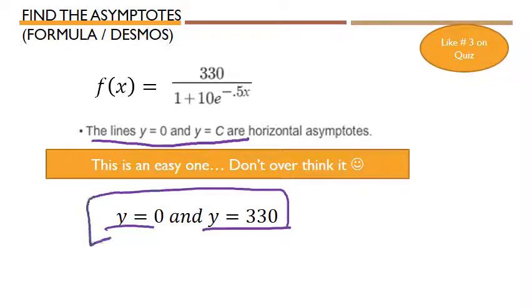Do not overthink this problem. This one's pretty easy. It's already given to you in the formula. You should not get this one wrong. It's just y equals 0 and y equals 330, which is your C.